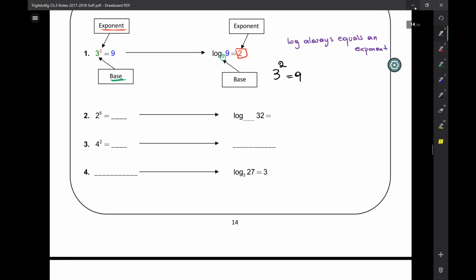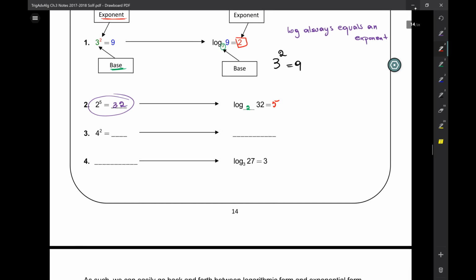Take a look at number 2 here. You have 2 to the power of 5. Now what would that equal to? 32. Good. So now here on the right, log base, what's the base here? It's a 2, of 32. Now that needs to equal the exponent, which is how much? 5. So we're just writing it out. We're just writing it in different notation.